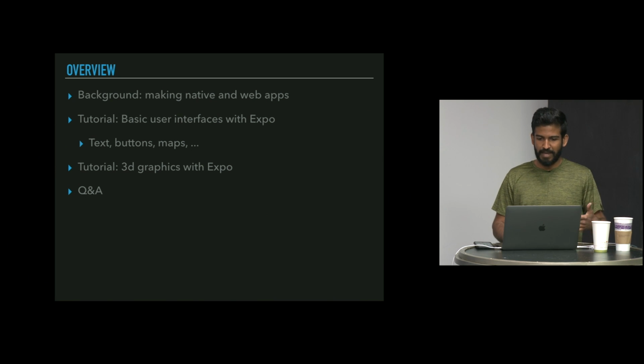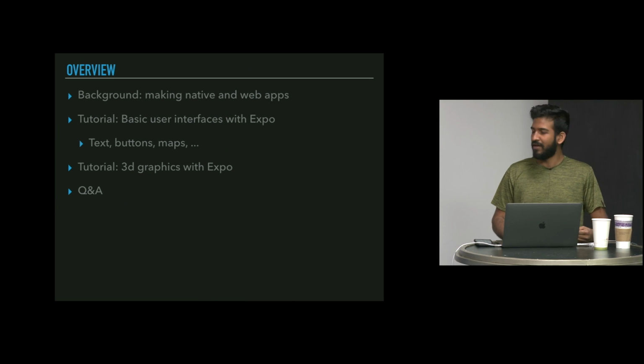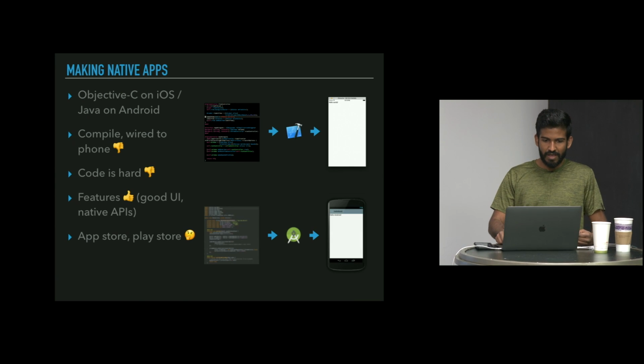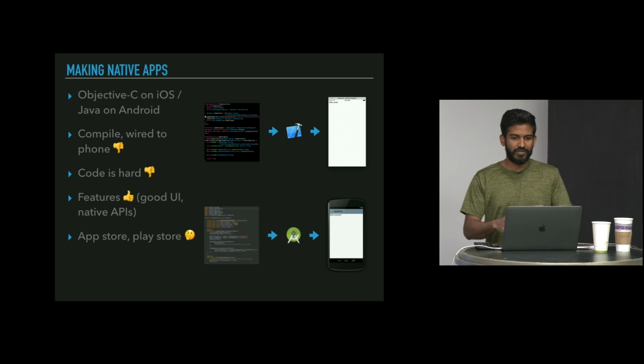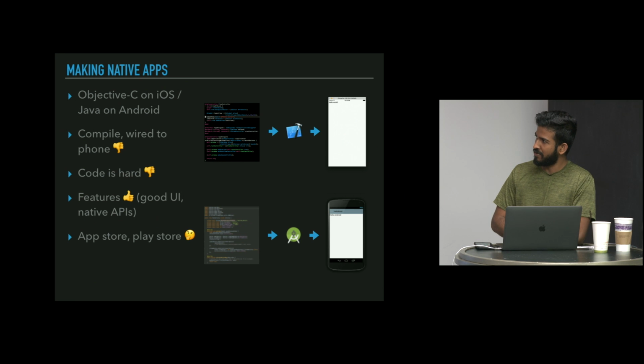Then we'll do a basic quick tutorial on very basic UI with Expo, just buttons, text, and we'll throw in a map view there just for fun. Then I'll try to do a 3D graphics example. And after that, we'll open it up for Q&A from you guys. So, in the background section, the first part I wanted to get to was native app development.